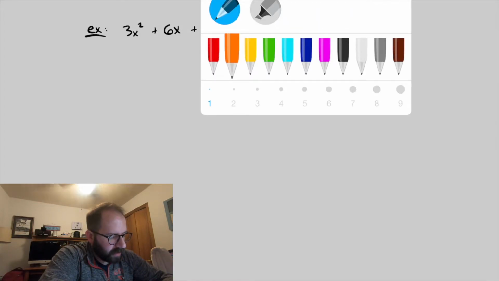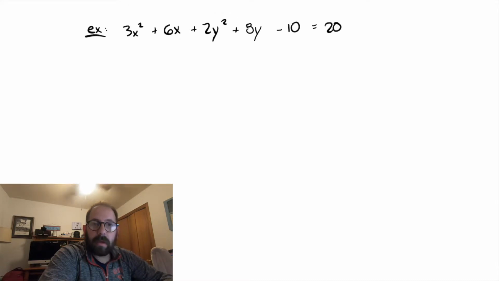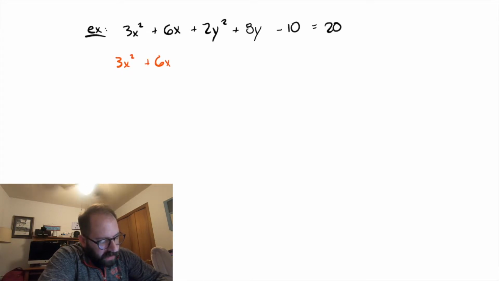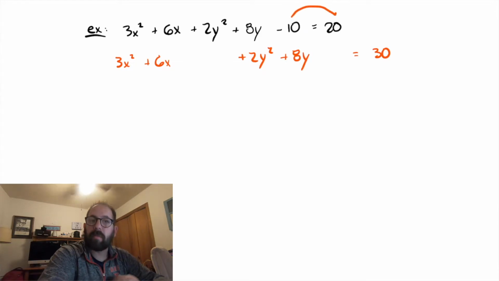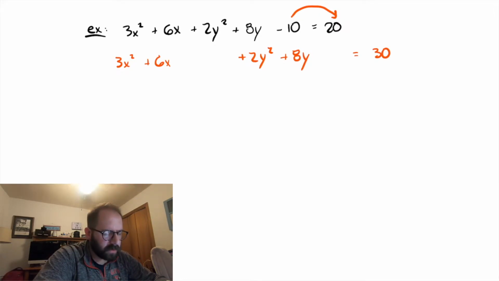Okay, so here's what we're doing. We're going to be grouping things up, so I'm going to move some stuff around. I'm going to move the x's next to each other and the y's next to each other. And then I'm going to move any numbers to the other side. In that case, I'm moving the 10 across and it becomes a 30 when I move it over. That was the basic rule that we've done. This one was kind of unique. We had a number on the other side, a 20. Usually we always have a 0, but this one had a 20.